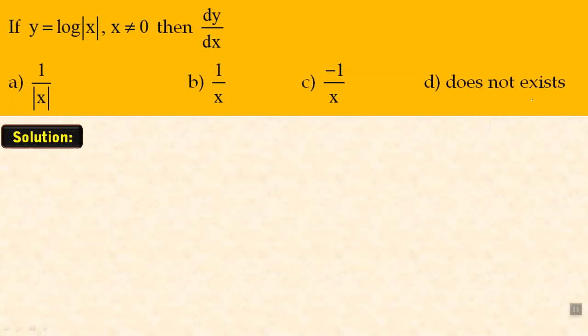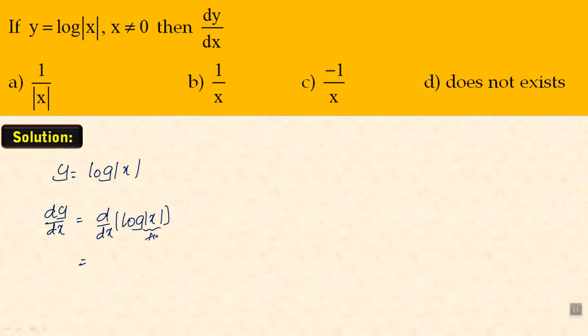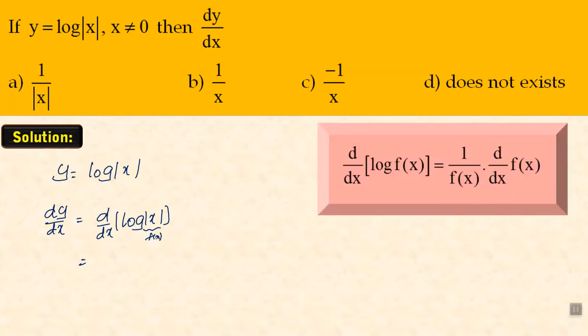Let us find this. Given y is equals to log mod x. Now, differentiating with respect to x on both sides, we get dy by dx is equals to d by dx of log mod x. This equals to, here consider mod x as f of x. We know that d by dx of log f of x is equals to 1 by f of x, that is 1 by mod x, into d by dx of f of x, that is mod x.